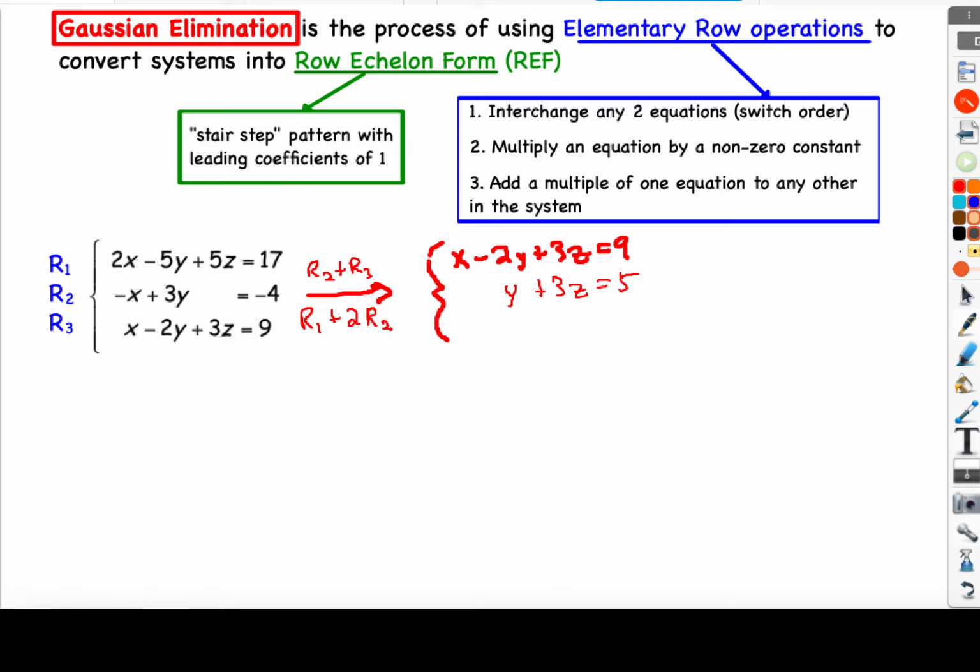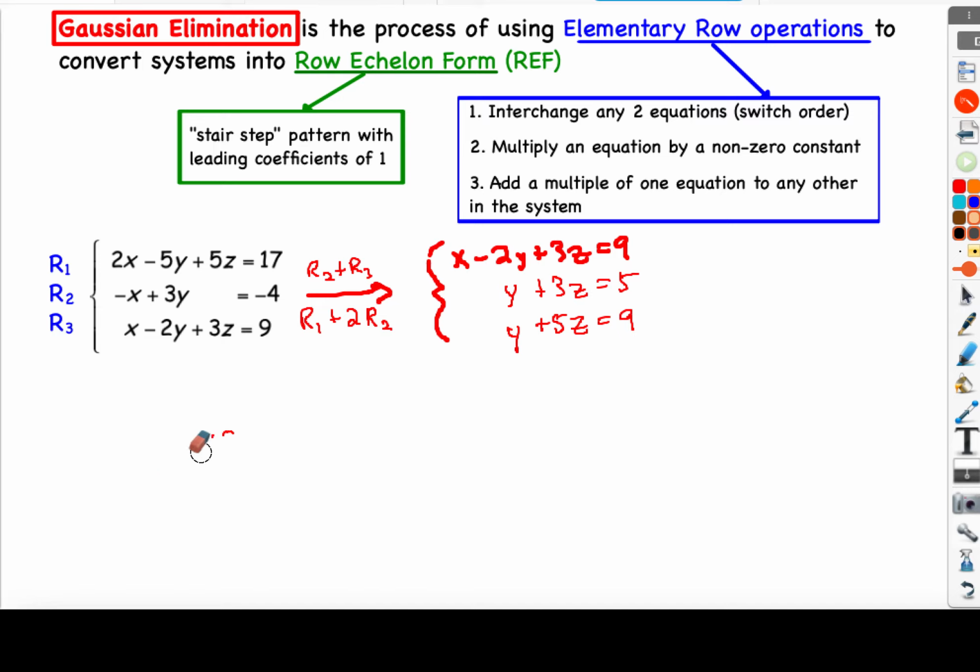Because in that case, we'll do a little side work down here. We'd have a 2x minus 5y plus 5z equals 17. 2 times row 2 is negative 2x plus 6y plus 0z still, and again minus 8. And if I add those two together, we end up with, again, just a y. We get a 5z, and we end up with 9 over here. So again, that makes for a nice statement on there.